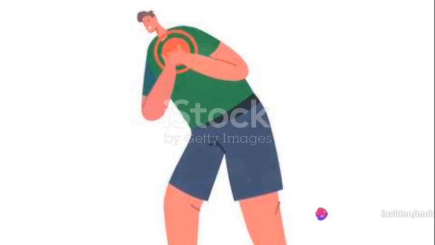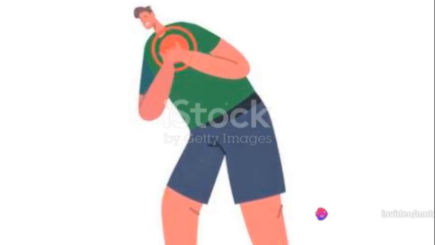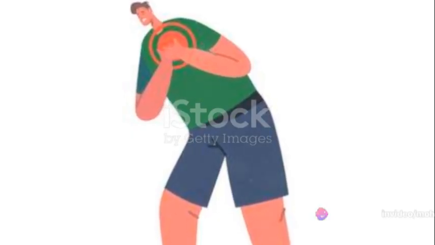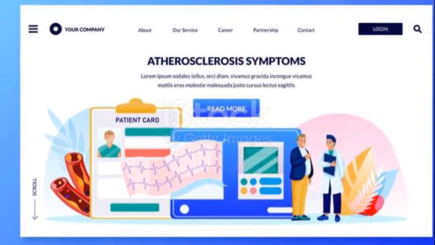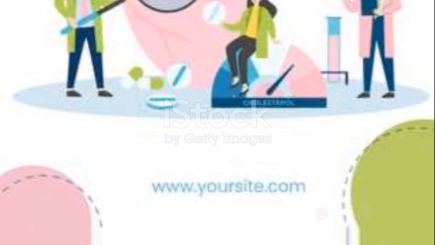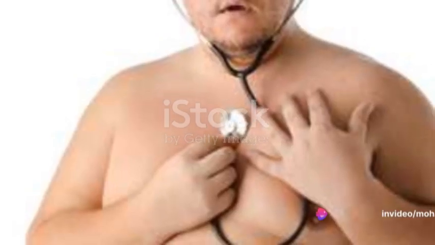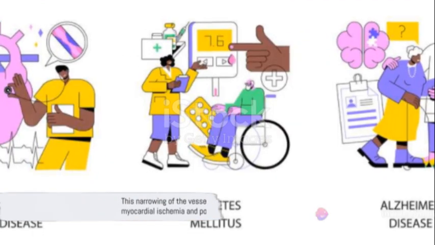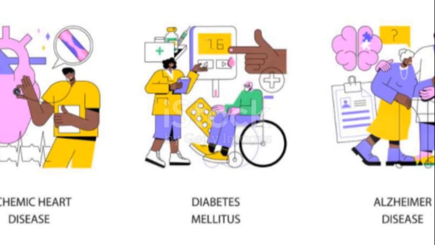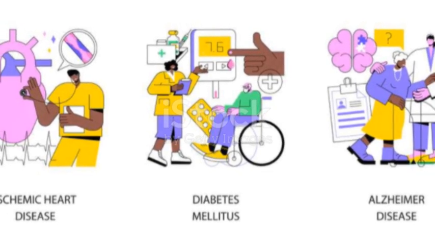In a nutshell, ischemic heart disease is a consequence of impaired blood flow to the heart. Whether it's from atherosclerosis, spasms, or other diseases, the result is the same. The heart muscle doesn't get the oxygen-rich blood it needs to function properly. This narrowing of the vessels restricts blood flow, leading to myocardial ischemia and potential complications.